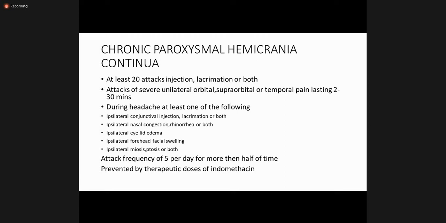Hemicrania continua is termed when it is more than 3 months, but these headaches do not require a duration of 3 months. If you are having attacks of 20 or more, and these attacks usually last for 2 to 30 minutes and occur more than 5 per day, then you can term it chronic paroxysmal hemicrania. And these are also headaches which usually respond to therapeutic doses of indomethacin. So both types of hemicrania respond to the therapeutic level of indomethacin.